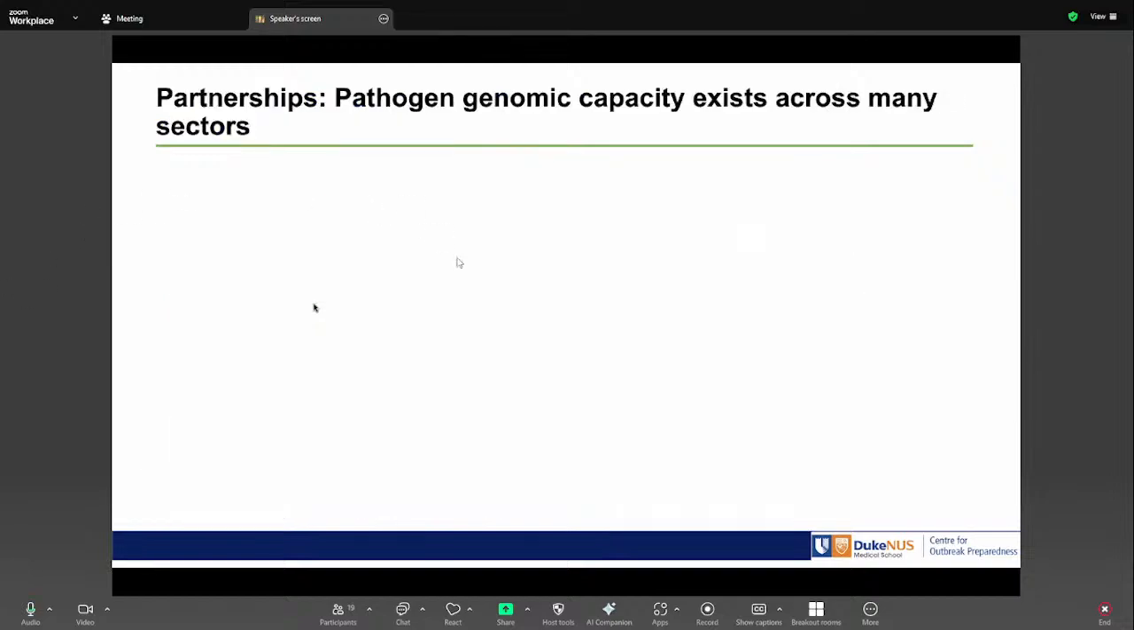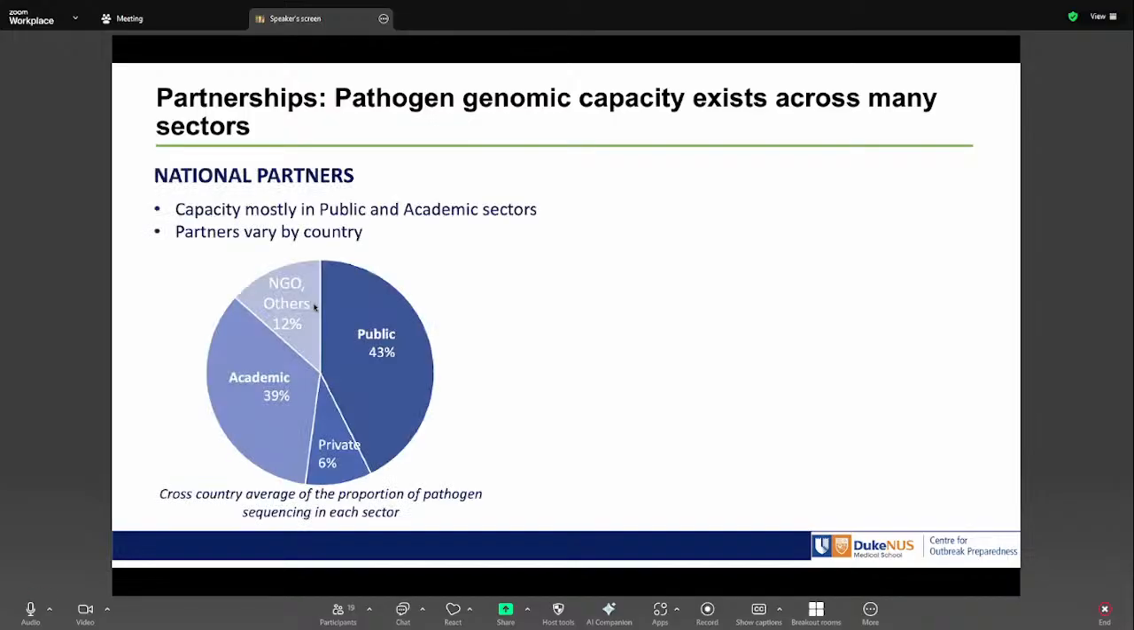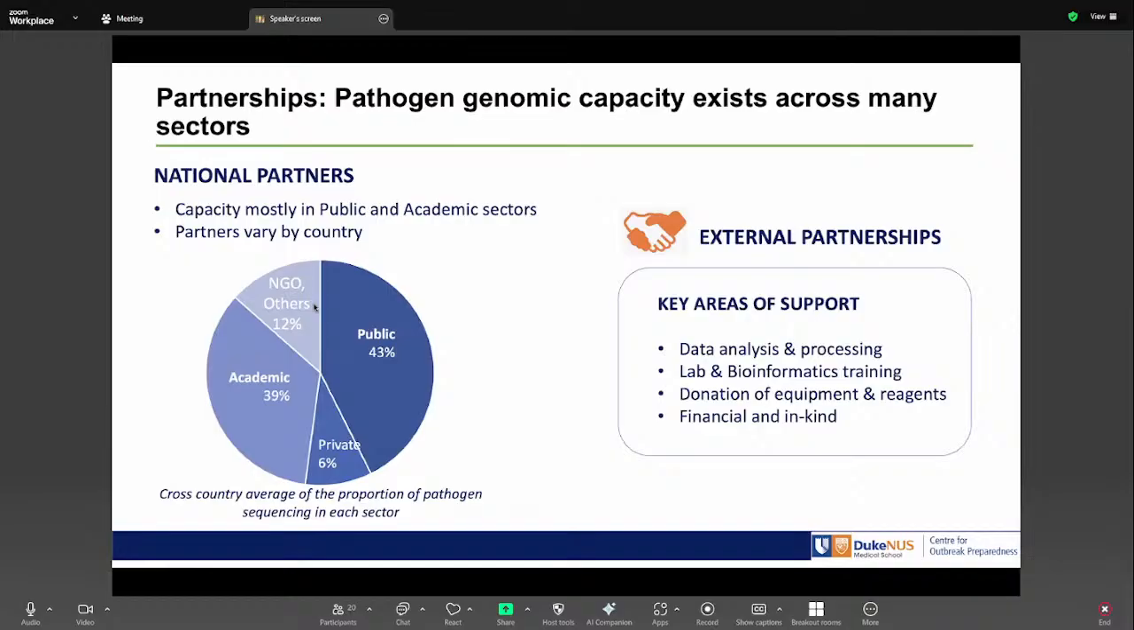And the majority of what was sequenced at the time was SARS-CoV-2. And so what we realized was that in our region, the majority of the capacity for sequencing pathogens at the time was between the public sector and the academic sector. So those were the two main groups. In some countries, they worked really well together. Some countries not so much, but most countries did work well together, especially during COVID.